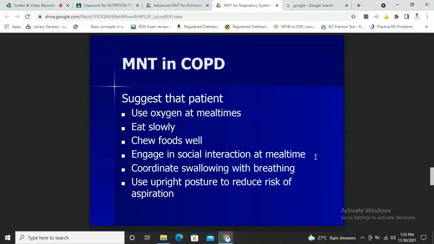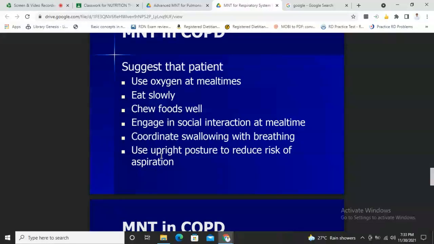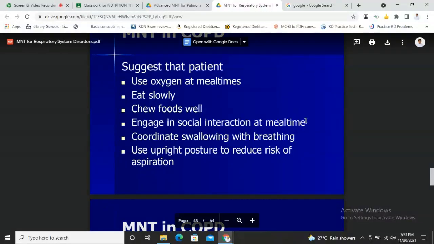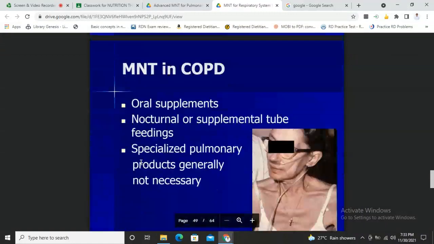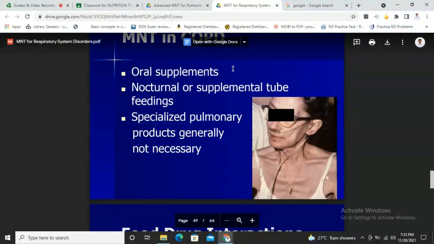Sa atong nutrition counseling, pwede po nato ni incorporate. Use upright posture to reduce the risk of aspiration. Oral supplements, mao ito akong ingon, the use of ONS.